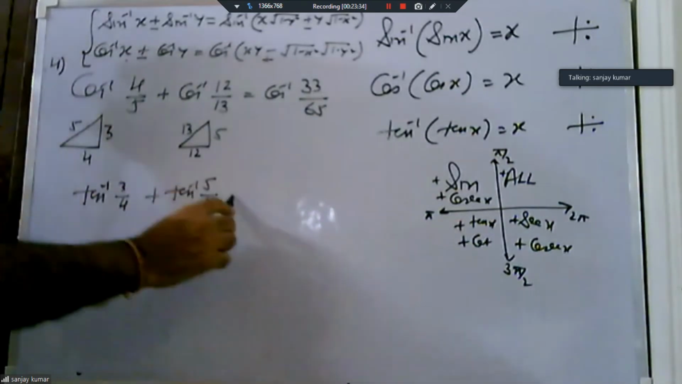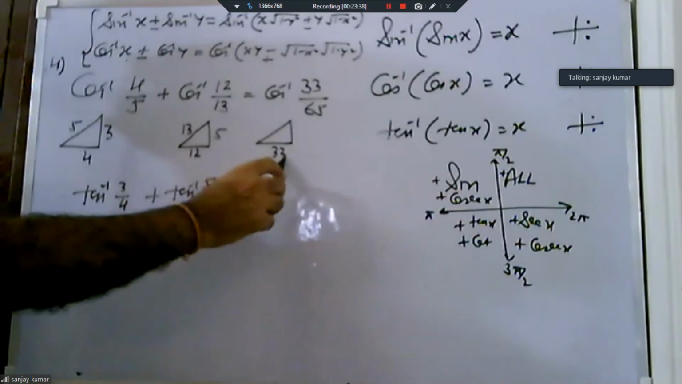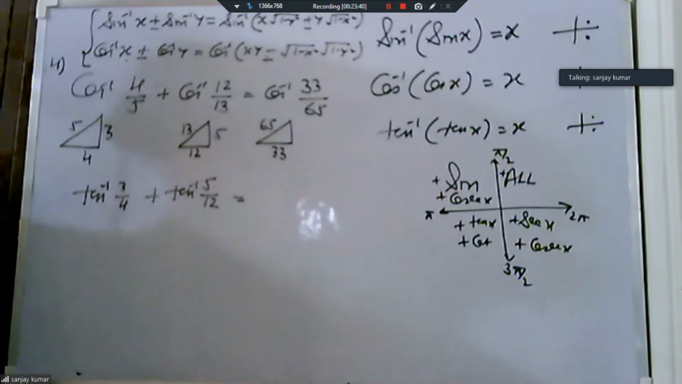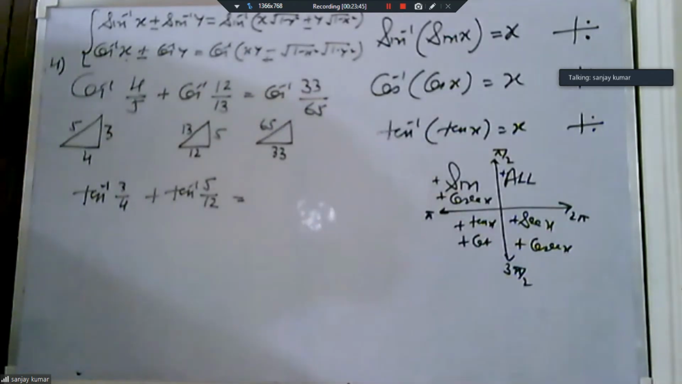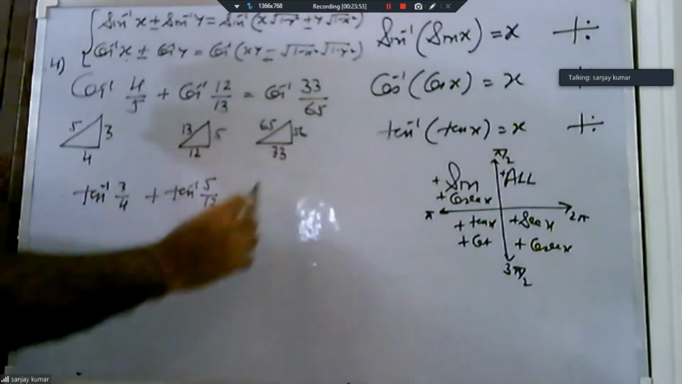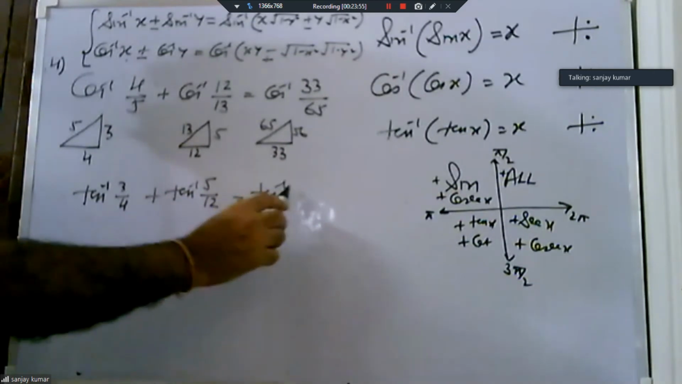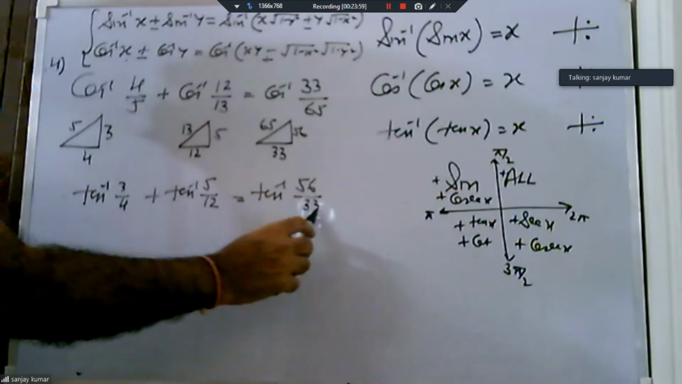Now for 33 by 65 we again make a triangle. This is 33, base upon hypotenuse 33 by 65. 65 square is 4225, so the third side is 56. Again base upon perpendicular, this is tan inverse 56 by 33. Now we start the question.